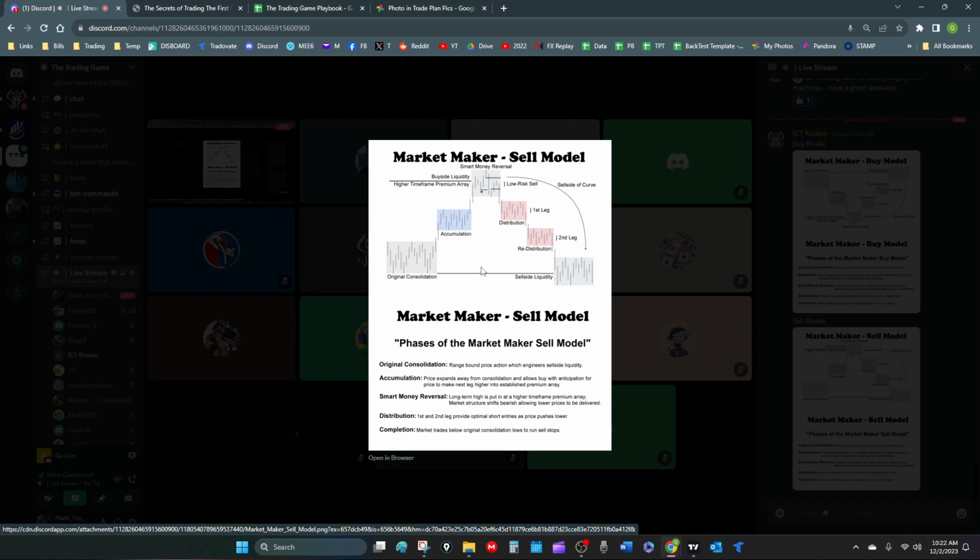Well, ICT has said his one model for life, whenever he says if I was only going to trade one thing the rest of my life, the only thing I would ever trade, is the second leg of distribution. And what's that? That's basically your OG silver bullet.